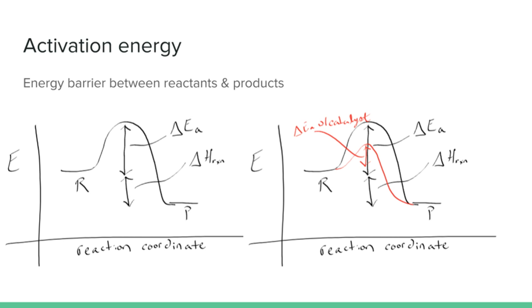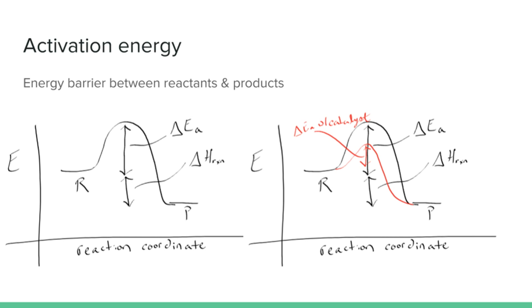So on the left here, we have an uncatalyzed reaction, going from reactants R to products P. The products are lower in energy than the reactants, so this is an exothermic reaction we're looking at. But in order for the reactants to become products, they have to have enough extra energy to get over this barrier. And the difference in energy between the reactants as they are and the top of that peak is known as the activation energy.